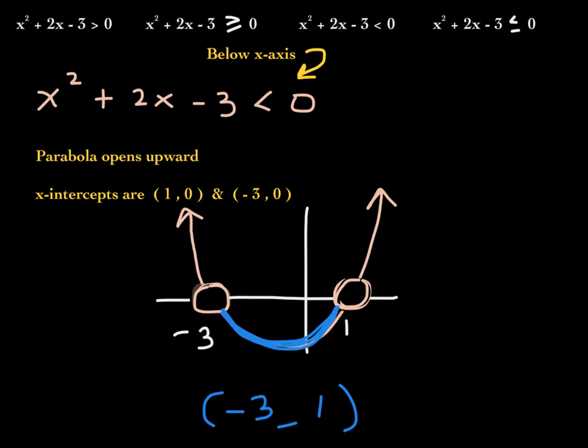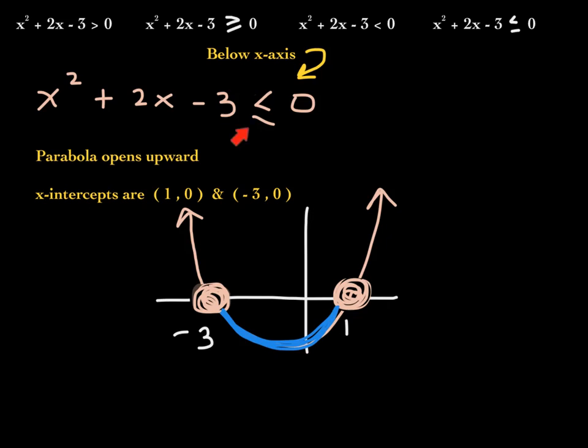That's it. Now, let's look at the last one. This is identical to what we just did right now. The only difference is now the inequality is non-strict. And by now you probably have an idea of what this means. Non-strict just means we can now include the endpoints. We can put brackets at negative 3 and 1. Let me show that.